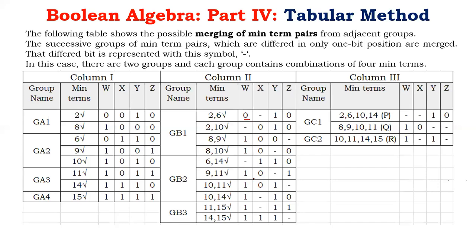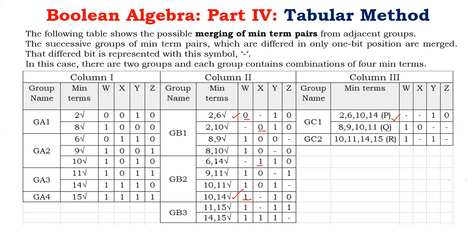So 2 6, dash 1 0, yeah, 2 6 10 14. Now for 2 6, there are no other options with 1 bit position change, so then go for 2 10. 2 10 compared with 6 14, the dash is here, no problem, 1 0 is here, no problem, only that position is changed.